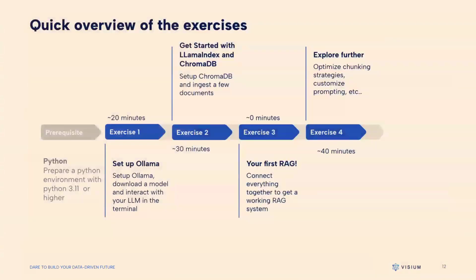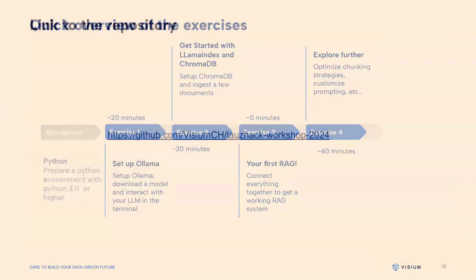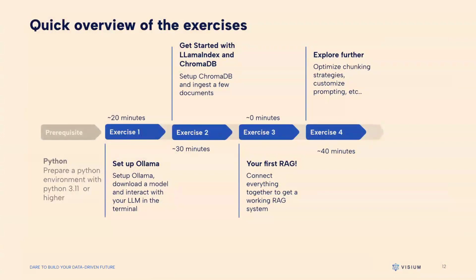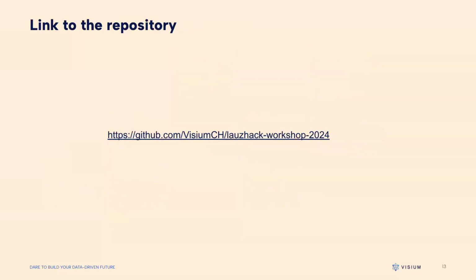So for the workshop, first we're going to set up Ollama, especially because we have to download the models, so we're going to do that now. And then get started, so we have a notebook where the different steps are implemented, and hopefully we have a bit of time in the end to go further or discuss or play around with the model. So here you can find the repo where you should find everything you need.